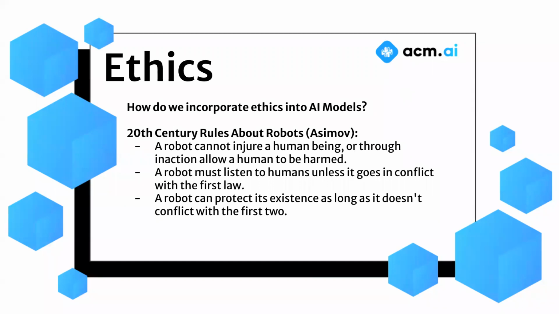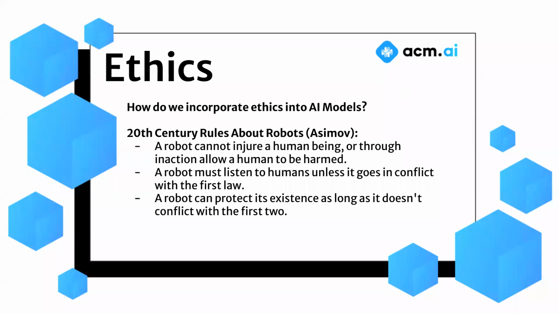This is from a book called the Asimov Foundations, if you've heard of that. Basically these were a set of rules that each robot must follow. It's just kind of interesting to think about. A robot cannot injure a human being. This must be the first rule. A robot cannot injure a human being or through inaction allow a human to be harmed.